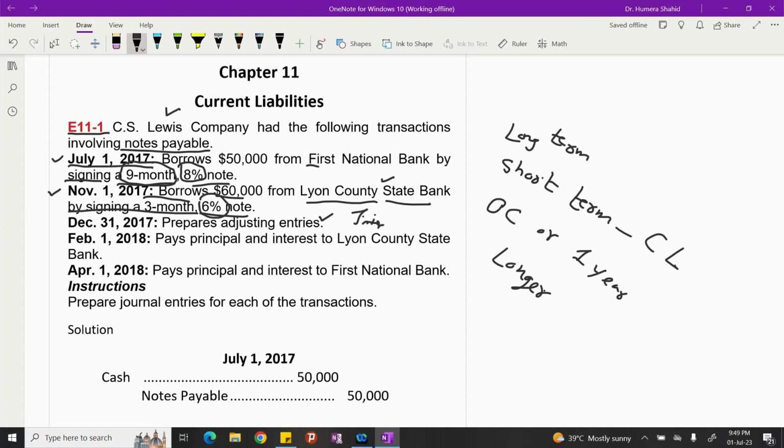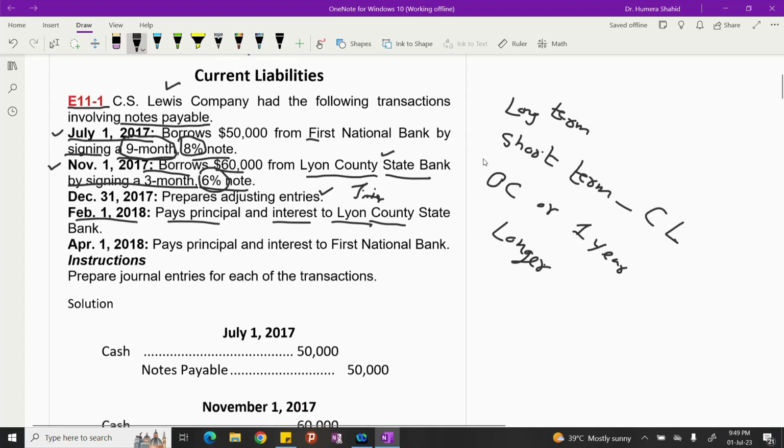Okay. Then February 1st, 2018, pays principal and interest to Leon County State Bank. They paid the principal on February 1st, 2018. Let's check why on February 1st, 2018. So the borrowing was on November 1st, 2017. The life of the note was 3 months, right? So November, December, and January 2018, these are the months for which this money was borrowed. And of course, on February 1st, the money should be returned. So we will be paying back principal as well as interest.